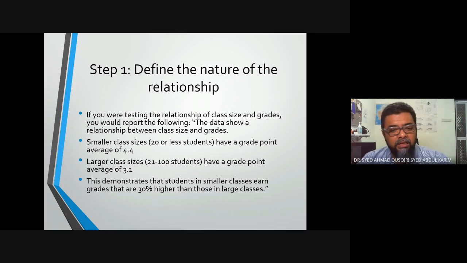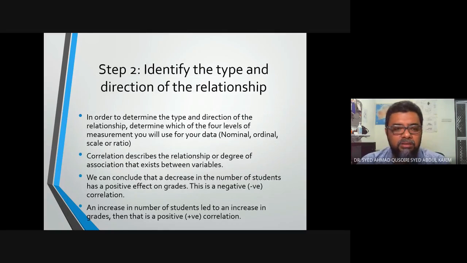Where the larger class sizes, 21 students up to 100 students, have a grade point average of 3.1. So this demonstrates that students in smaller classes earn grades that are 30% higher than those in large classes. Okay, so here I have identified the nature of the relationship.